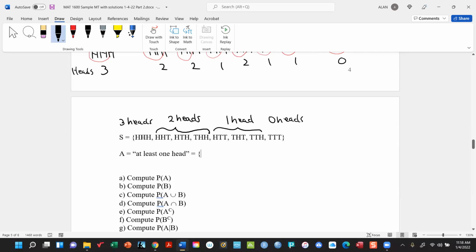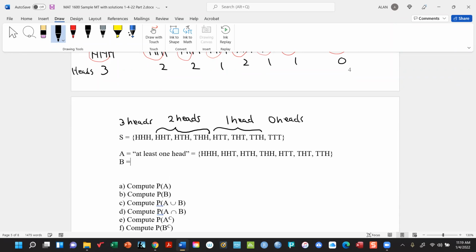At least one head means one or more. And so all I have to do, look at that. Look how simple this is. Because I've organized it according to the heads, I don't have to search for them all and risk missing one of them. Oh, it's already set up for me. Look how easy that is.